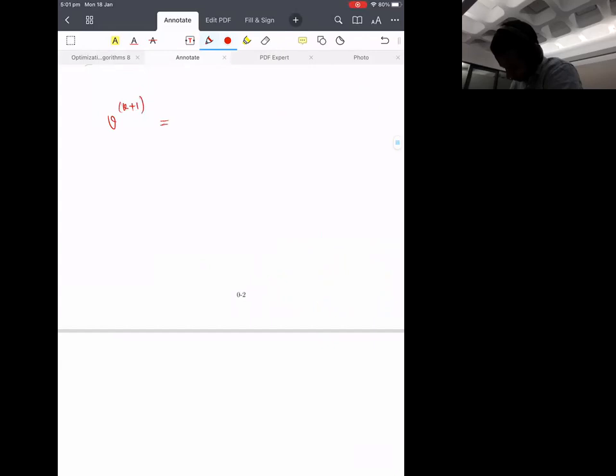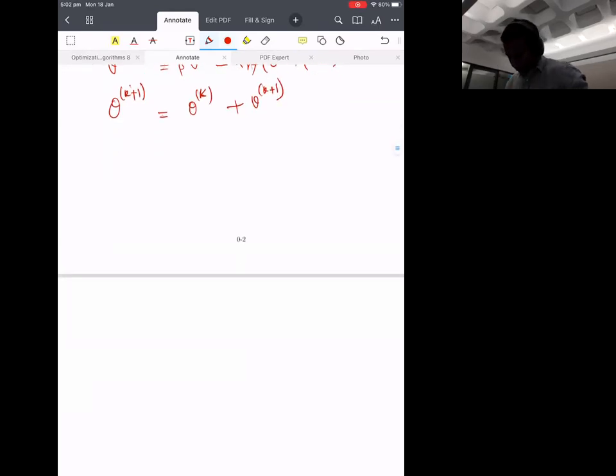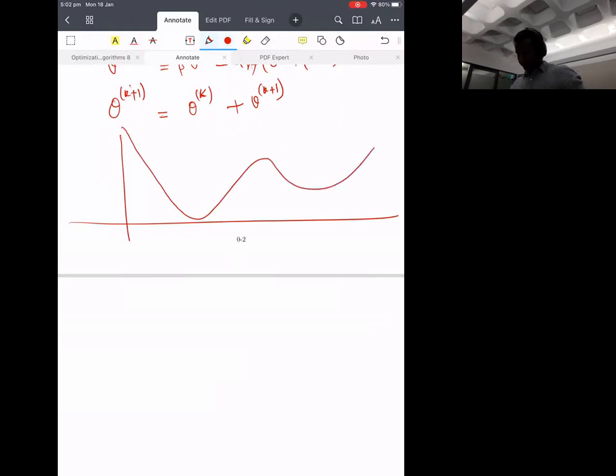p_{k+1} is beta v_k minus alpha, this del operator of theta_k plus beta v_k. Right, and the actual update is theta_{k+1} equal to v_{k+1}. All right, suppose this is the function we have. We are here, and this is a point with theta_k.